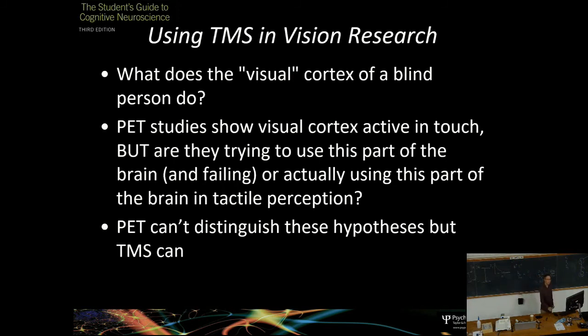So functional imaging can't actually tell you that it's important for performing a function. What you would need to do is find a blind person who damages their occipital cortex, and there are one or two cases in the world who've done this, or experimentally you can disrupt the visual cortex using methods such as this.